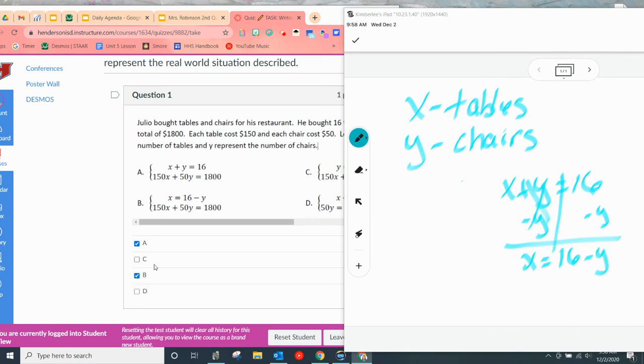I don't know why these are mixed up, guys. These should not be mixed up. I'll try to fix that. So B is also equivalent.